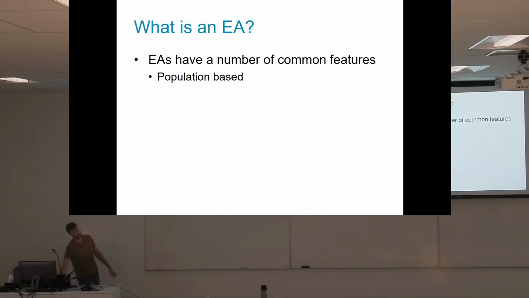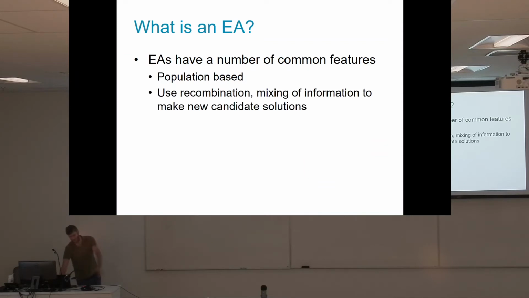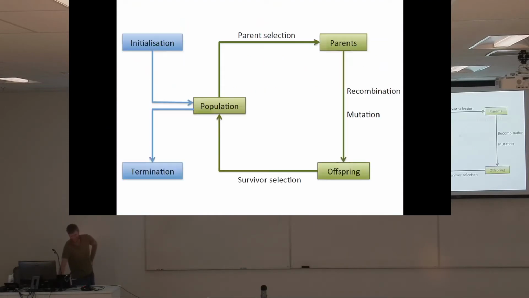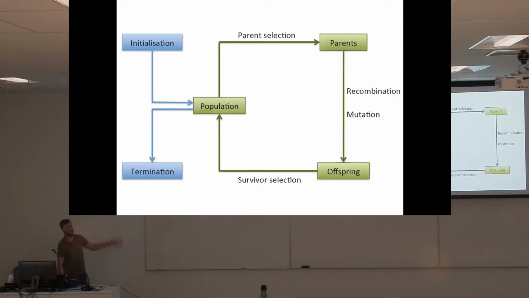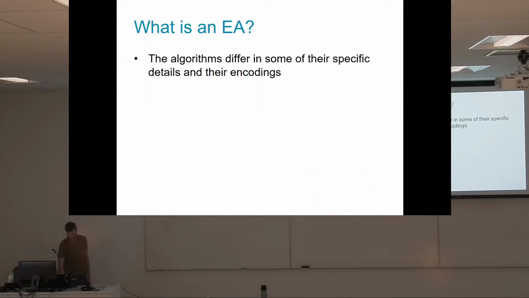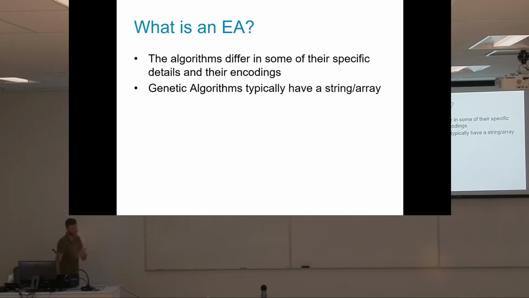So EAs have a lot of common features. Populations, they use some form of recombination, mixing the variations. We got that stochasticness, not randomness, but it's the same thing. And this loop right here, again, is the general idea. This is the whole course, basically. Individual algorithms will differ in some specific way. Some about how they're encoded, what type of problems we like to use them for, how we make the changes.